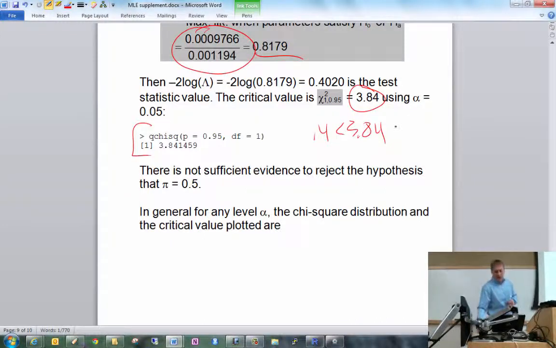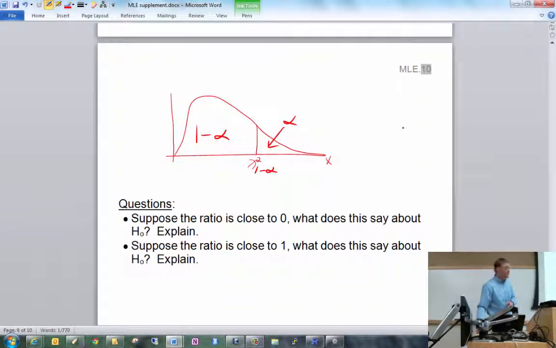Okay. To put it in a graphical sense, this is what we did here. Here's the chi-square distribution, roughly speaking. Alpha, suppose we make alpha, well, I guess I already did that, say 0.05. And this is what we had here. My quantile is 3.84. Here's my test statistic. It fell over here way on the left-hand side.